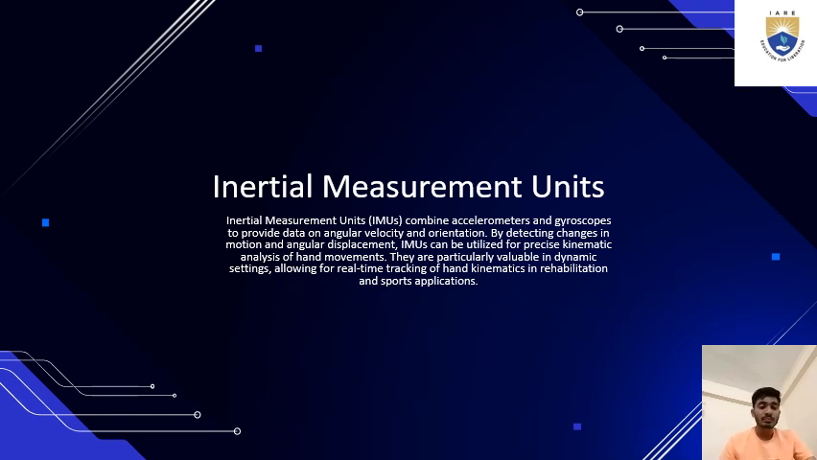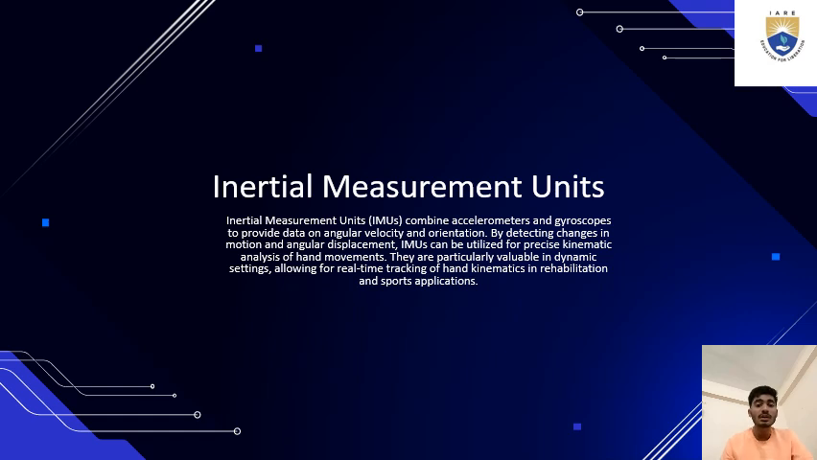How does an IMU work? First, acceleration measurement. Accelerometers measure the linear acceleration of the object. Angular velocity measurement. Gyroscopes measure the angular velocity of the object. Magnetic field measurement. Magnetometers measure the strength of the magnetic field. Data fusion. The measurements from the accelerometers, gyroscopes, and magnetometers are combined using algorithms to provide a complete picture of the object's motion.